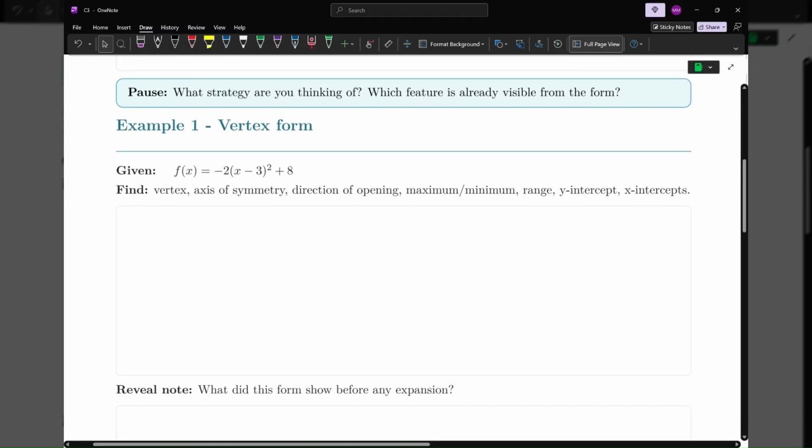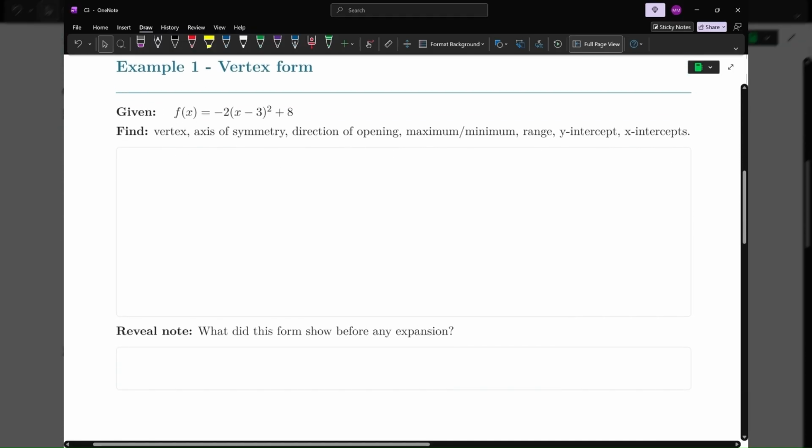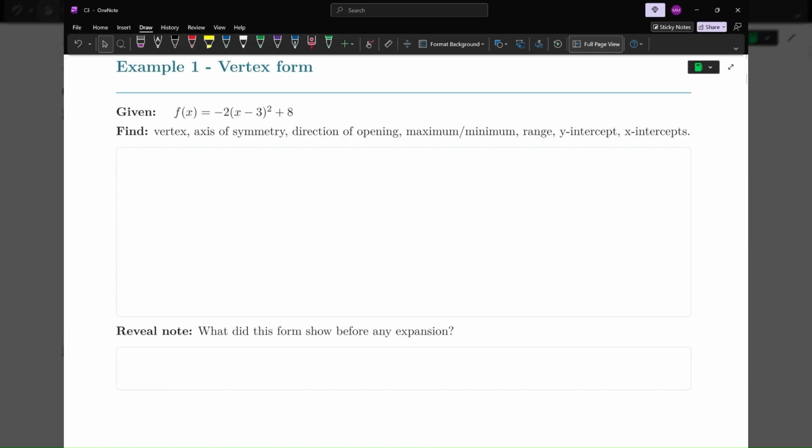So let's look at this first one. So in vertex form, we have f of x equals -2 times (x minus 3) squared plus 8. So we want to find a bunch of stuff: the vertex, axis of symmetry, direction of opening, max, min, range, y-intercept, x-intercepts. Okay. So we call it vertex form because we see the vertex from this one, right? So when I have f of x equals -2(x minus 3) squared plus 8, I know immediately the vertex, which is arguably the most important point on the quadratic. So the vertex is (3, 8), done.